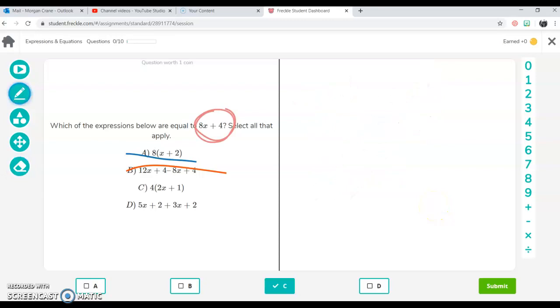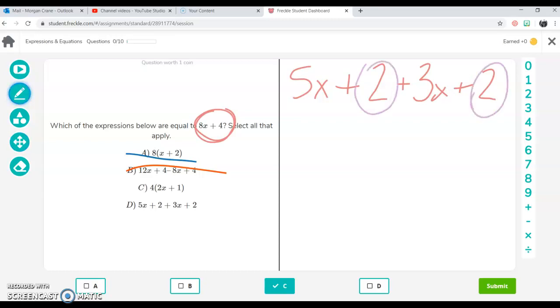Alright, last one. We have 5x plus 2 plus 3x plus 2. So we need to combine like terms. Like terms are going to be like 2 and 2. 2 and 2 can be combined because they don't have any variables behind them that are different. They are just two normal numbers. Okay, we add two normal numbers like always. So 2 plus 2 we know is 4. I'm going to put my plus sign in front.